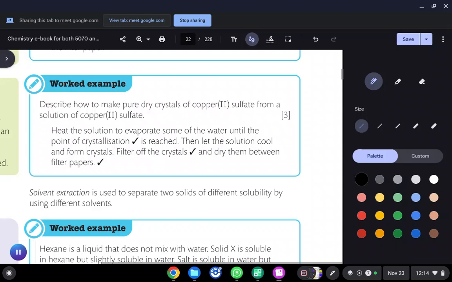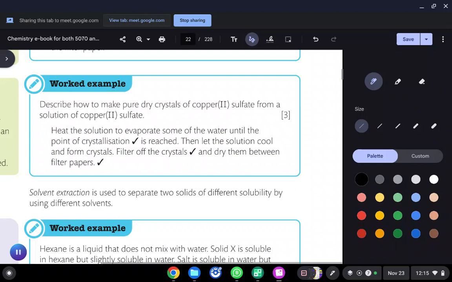For 3 marks, first we will say that we will heat the solution to evaporate some of the water until the point of crystallization. This is the same point, which is also known as the point of saturation. So don't be worried, you can use both words. But why are we saying point of crystallization? Because crystals have started forming. That's why. Point of saturation is also the same. So that's how you'll get 1 mark.